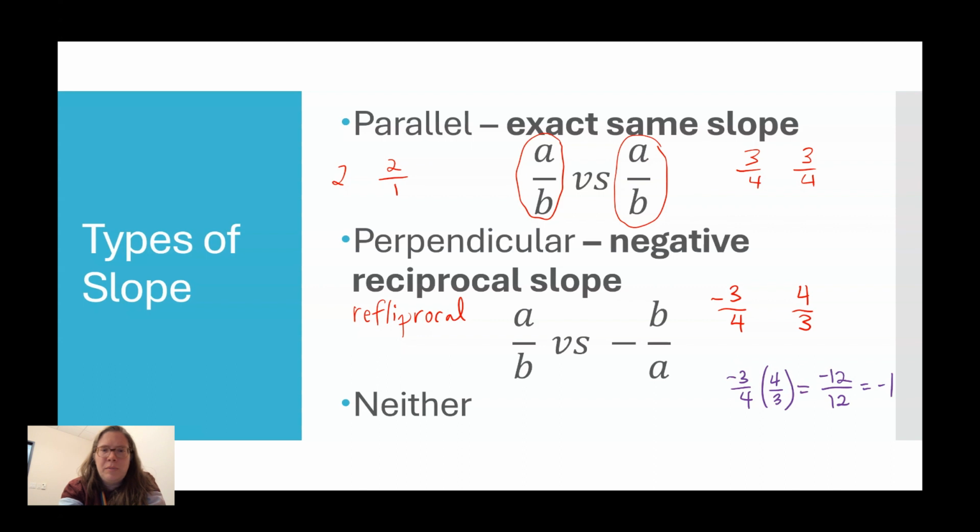Let's just do one more example before we move on. 2/5 turns into -5 over 2. 2, which remember has an over 1, turns into -1 over 2. If the slopes are not exactly the same and they're not negative reciprocals of each other, then we just say that the lines intersect, or that the slopes are neither parallel nor perpendicular.